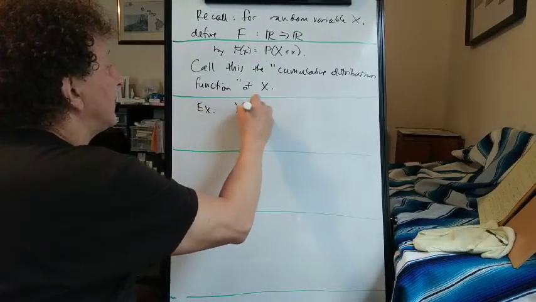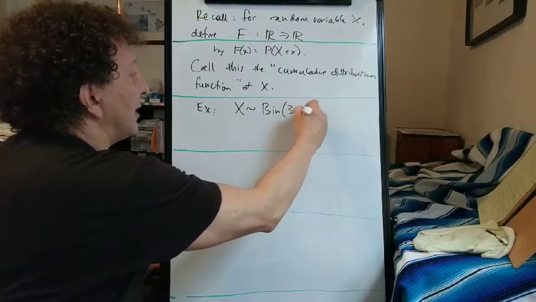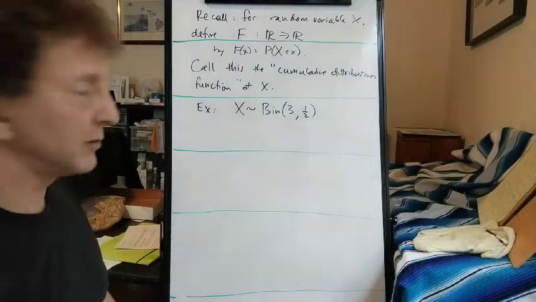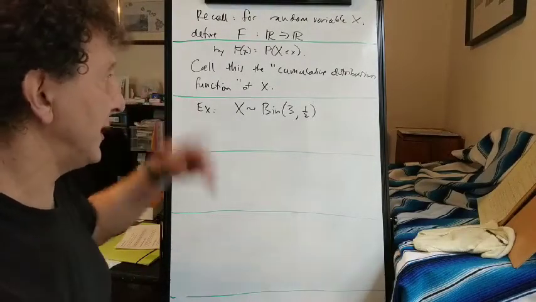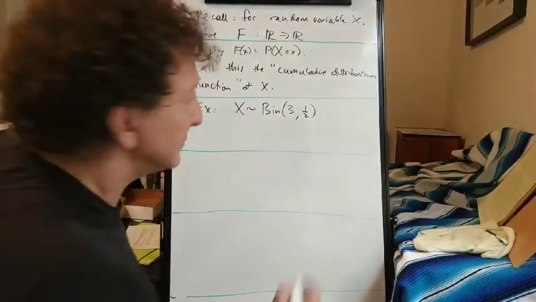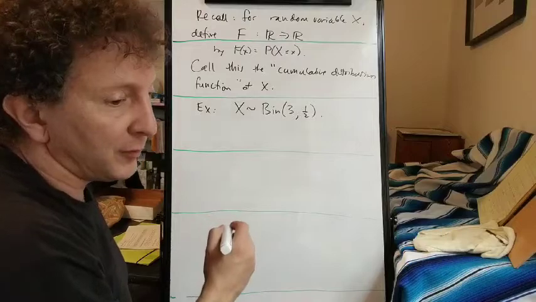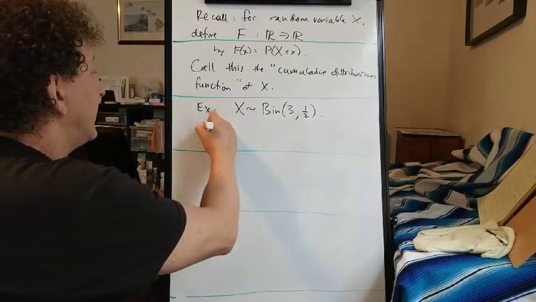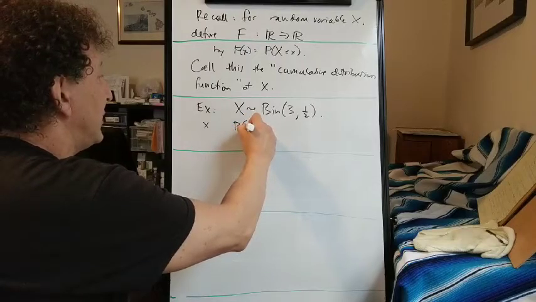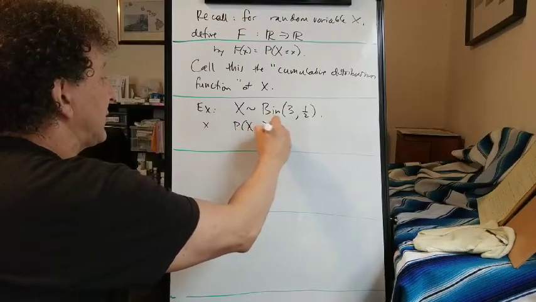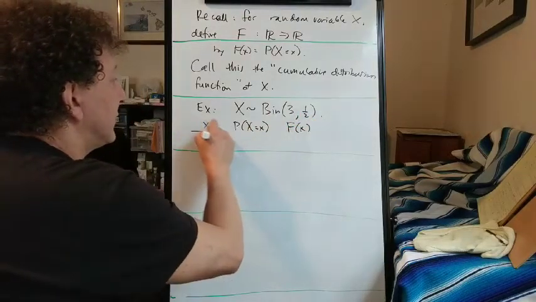So for example, let's consider the binomial random variable X, where we do 3 trials and we have probability of success 1/2. So say flip a coin 3 times and count the number of heads. So let's make a table for x, probability that capital X equals little x, and F of little x.